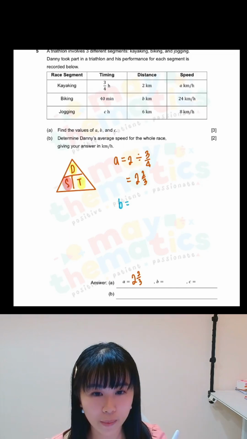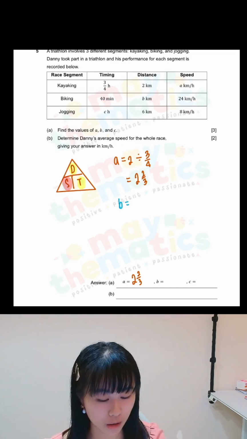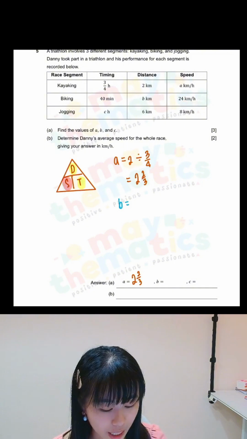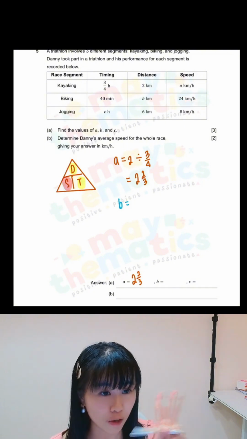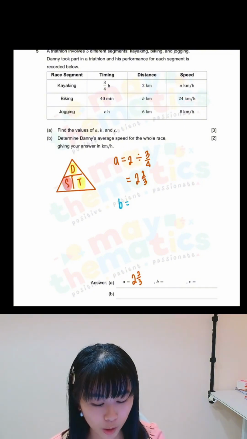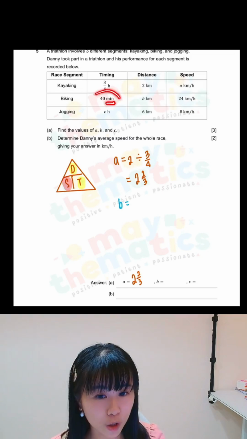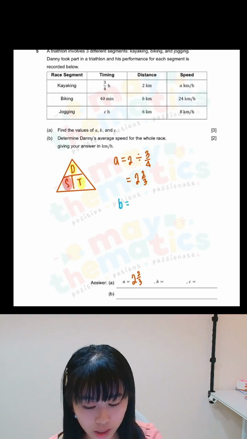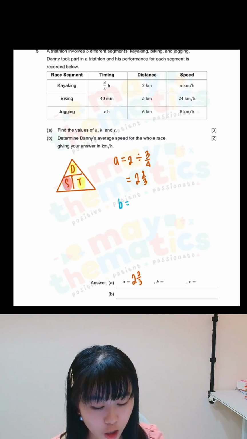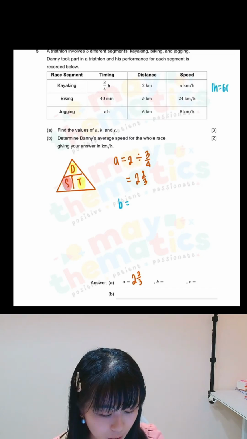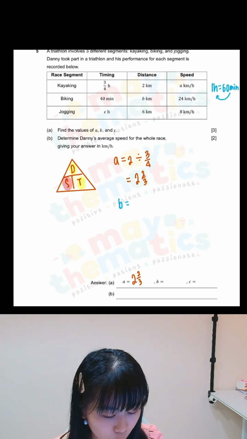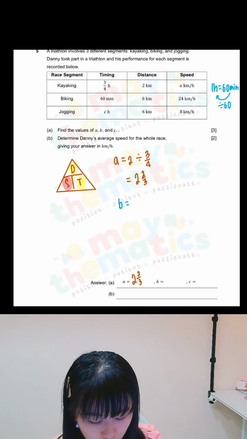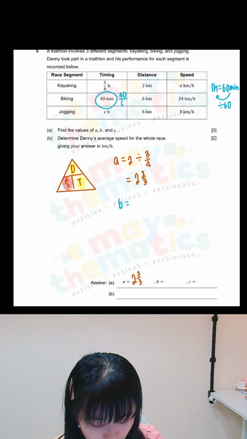Very good. Melody says change the minute. Don't try to change here because there's km and there's hour involved. There are 2 units involved, so it's not very easy to change there. Go and change the one that only has 1 unit involved. So change the minute. Minute to hour, you need to divide by 60 because 1 hour is 60 minutes. So this one is 40 over 60 hour.